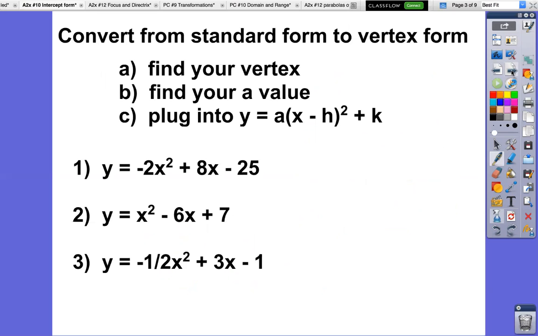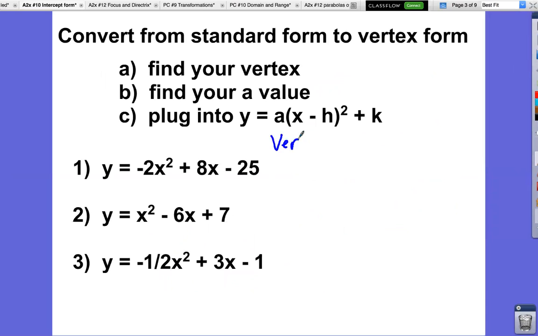Take a second, write this down. And then I want you to start by listing what is your vertex. By the way, does anybody remember from last week, how do I find the x coordinate for my vertex? It's the opposite of something over something. Negative b over 2a. So that's how you find your x coordinate.